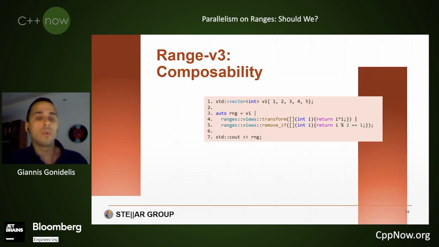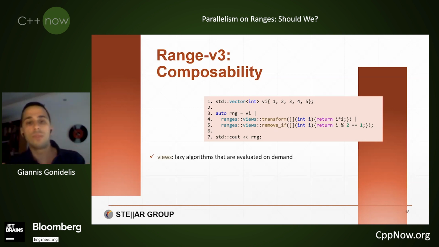So how does range v3 achieve composability? There are these 3 major elements. First of all, ranges are heavily utilizing views. Views are lazy algorithms that are evaluated on demand. And I literally can stretch out how important this is.